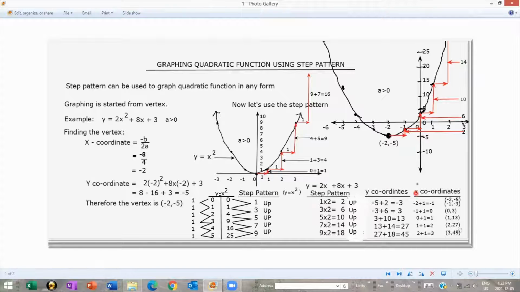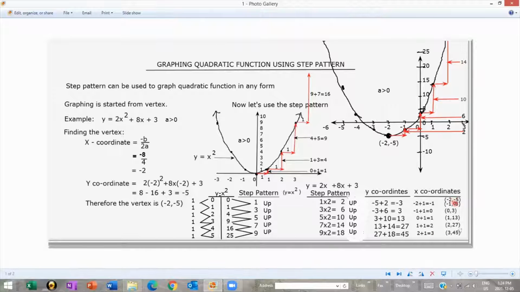Then you start with your y-coordinate. This step pattern is applied to the y values. So you start from negative 5, move 2 units up, and you get negative 3. From negative 3, you move 6 units up. Likewise, you get your new y values. Similarly, your x value always goes by 1 unit: 1, 2, 3, 4, always 1. So your x-coordinate is negative 2, then negative 2 plus 1 is negative 1, negative 1 plus 1 is 0, likewise. So these are your new x values.